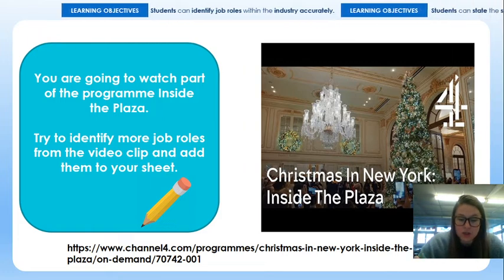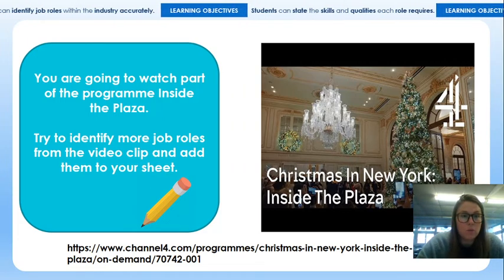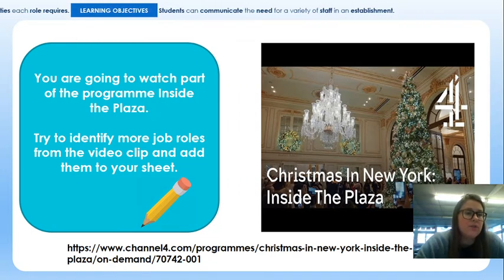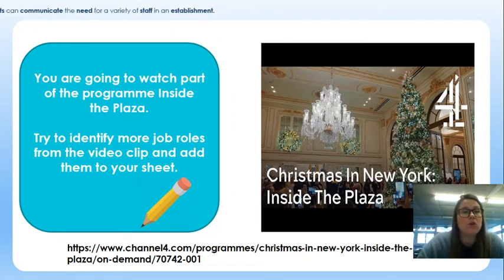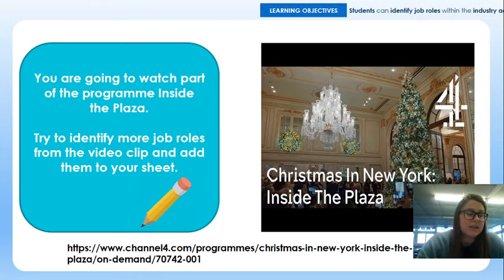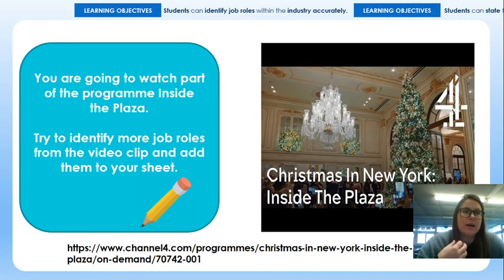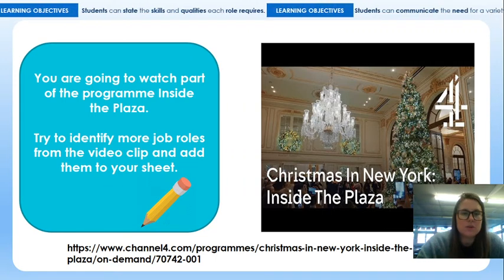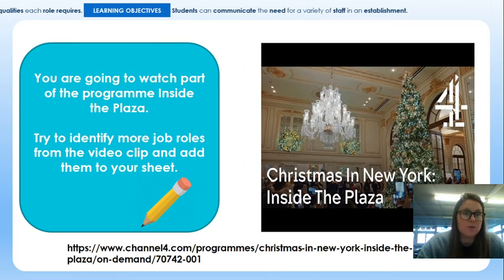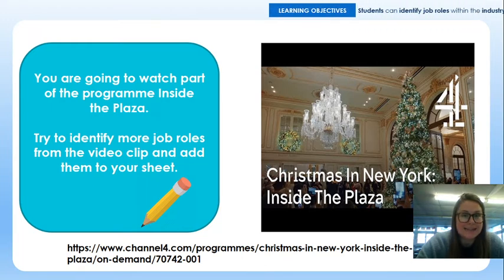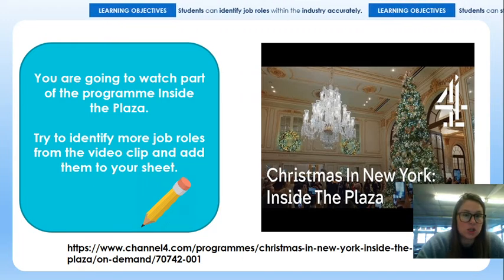As a little extension task, you can also have a look at what qualifications and skills are required for the different job roles you have identified. So for example, if you were a waitress or a waiter, what skills do you need? Things like you need to be calm, you need to be good with customers, quite happy, you need to be able to remember things, and so just a couple of bullet points for each job role as a little extension task if you wish.